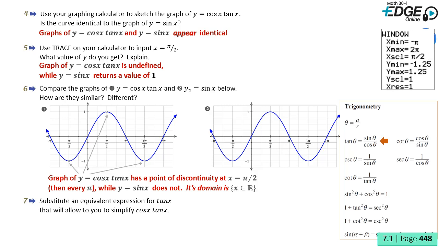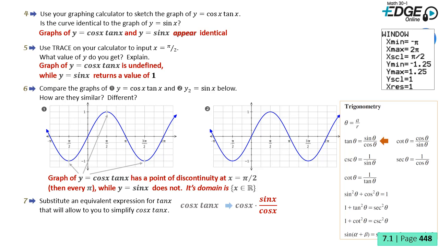Because tan x is equivalent to sine x over cos x, we can rewrite this as cos x times sine x over cos x. And that division by cos x introduces the possibility of dividing by 0. So for what values is cos x equal to 0? Well, the first time is at pi over 2, and the next time is at 3 pi over 2, and then every pi after that.